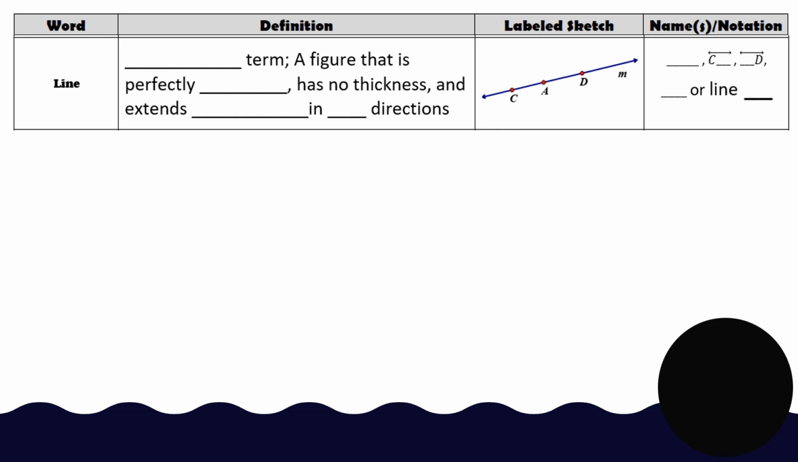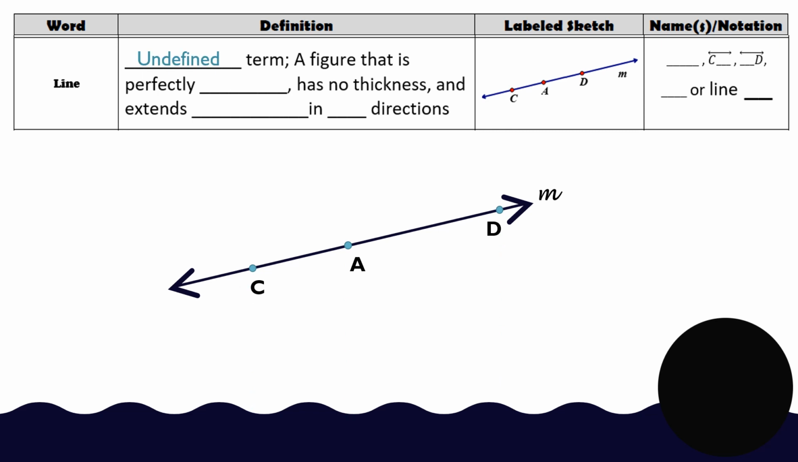The second word is line. This one you're going to have to fill out some parts for. Line is an undefined term. There we go, undefined term. So we're going to just describe it since it doesn't have a definition. It is a figure that is perfectly straight, has no thickness, and extends forever in 2 directions.